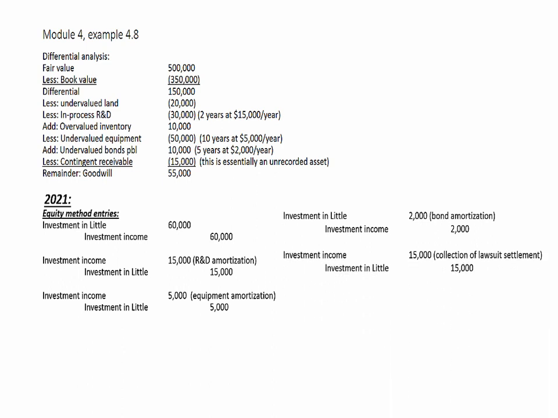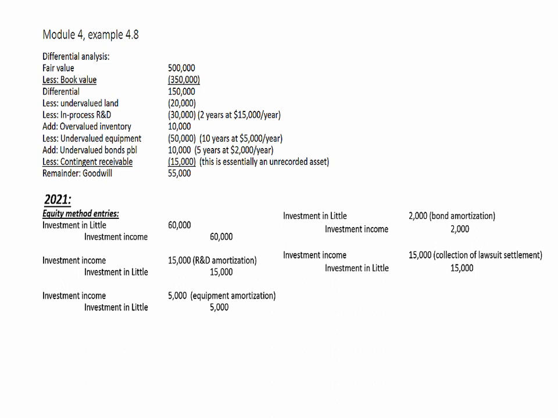Now we come to something that's a little unusual, the collection of that lawsuit settlement. Again, the assumption was that Little expected to have a judgment in their favor of $15,000, and in 2021 that actually happened. Now think about what Little would have done when they received that $15,000. Again, Little would not have recorded a contingent gain, so when that lawsuit was settled, they would have debited cash. They received $15,000, and they would have credited gain on lawsuit or something to that effect. It would have been $15,000 of income on Little's income statement.